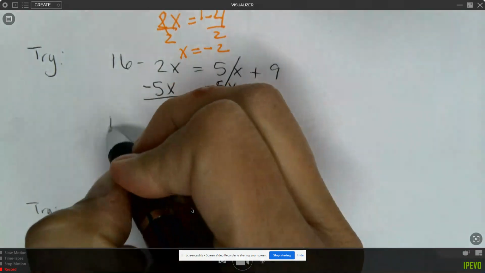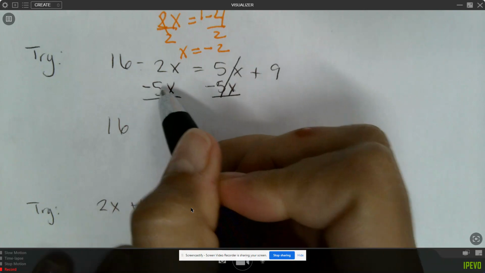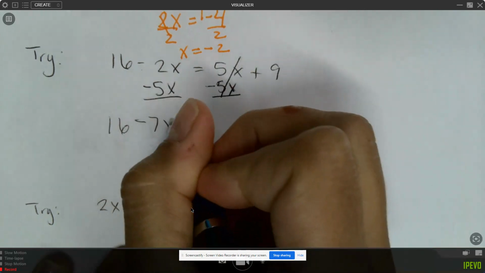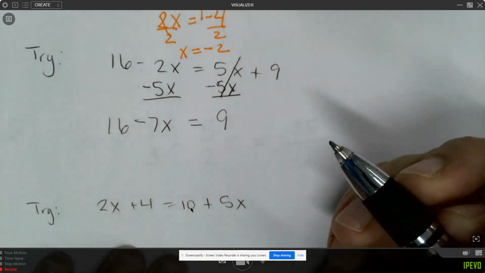So I'm going to bring down the 16. Haven't done anything with that. Working it left to right. Now I'm going to do negative 2 minus 5. If you don't know how to do that, grab a calculator and then bring down the 9. You now have a two-step.